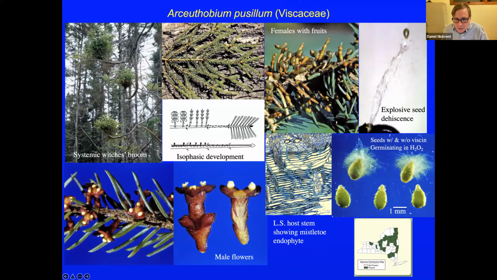Then this is the endophytic part slicing through a spruce branch, showing you the sinkers going down into the xylem. So this is all parasite tissue here and here and here.